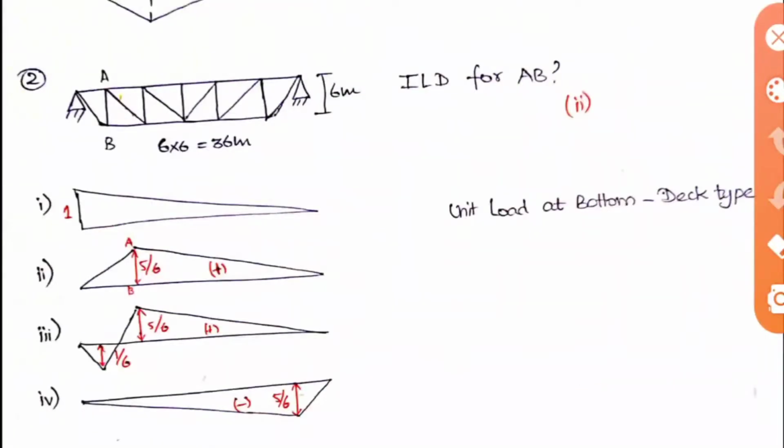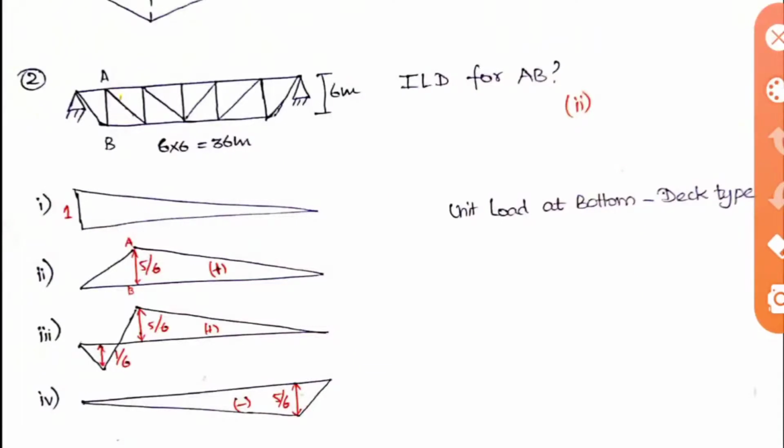This is question number 2. As I told you before, there is a deck type truss. This is your deck type truss. Below the supports you will have the truss. Similarly for bridges, the bridge will be going on top, and below the bridge the truss will be there. That type of truss is called a deck truss.